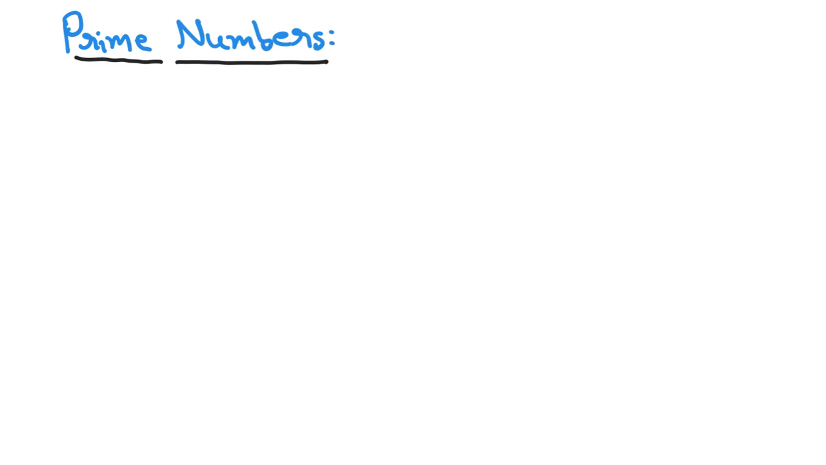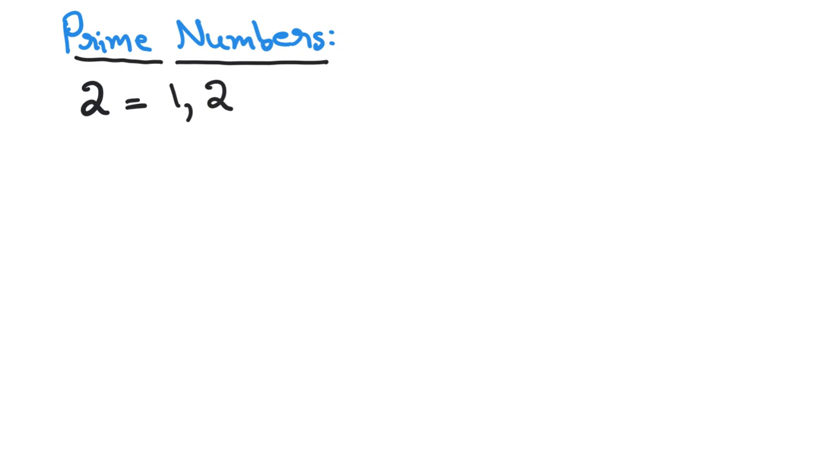Let's understand what are prime numbers. Now, a prime number is a number that can be divided by 1 and the number itself. No other number should be able to divide this number. For example, 2. What are the numbers that can divide 2? 1 and 2 itself. There is no other number that can divide 2. So 2 is a prime number.